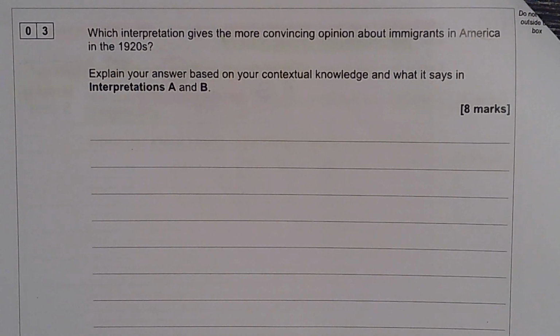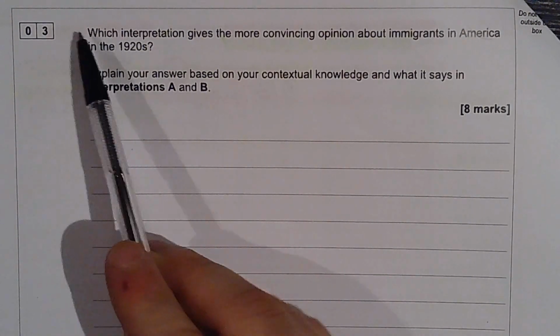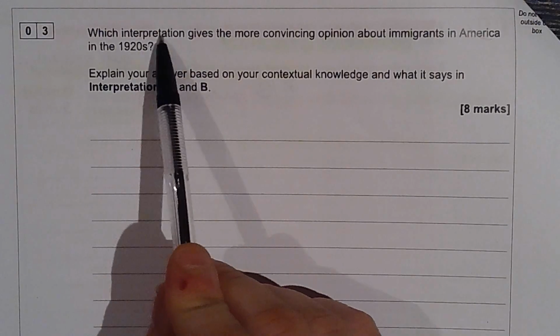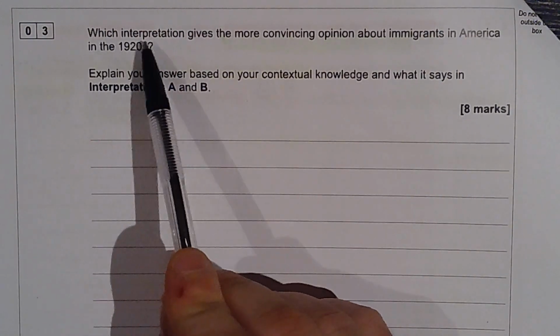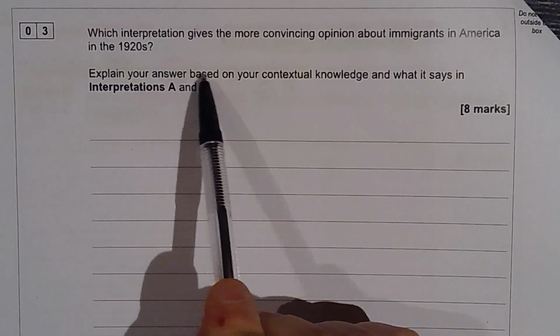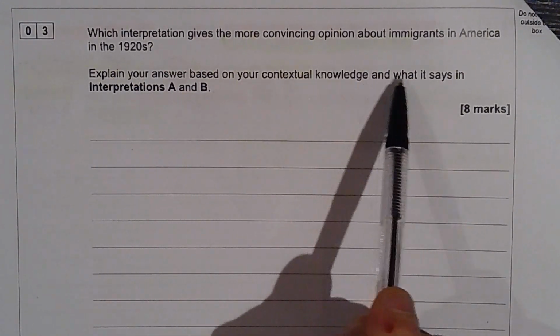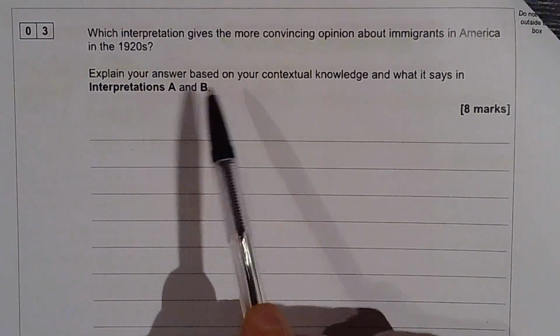So question 3 is on the screen, and first of all we have to just read it. Question 3 asks us, which interpretation gives the more convincing opinion about immigrants in America in the 1920s? Explain your answer based on your contextual knowledge and what it says in interpretation A and B.